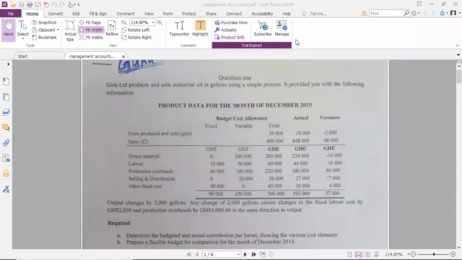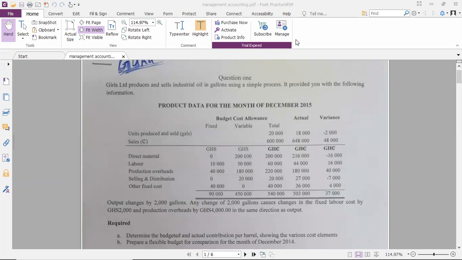So we have question 1 here that states that Girls Limited produces and sells industrial oil in gallons using a simple process. It provided you with the following information. So you have the product data for the month of December 2015 in the table over there. Then you have the footnote telling you that output changes by 2,000 gallons. Any change of 2,000 gallons causes changes in the fixed labor cost by 2,000 and production overheads by 4,000 in the same direction.